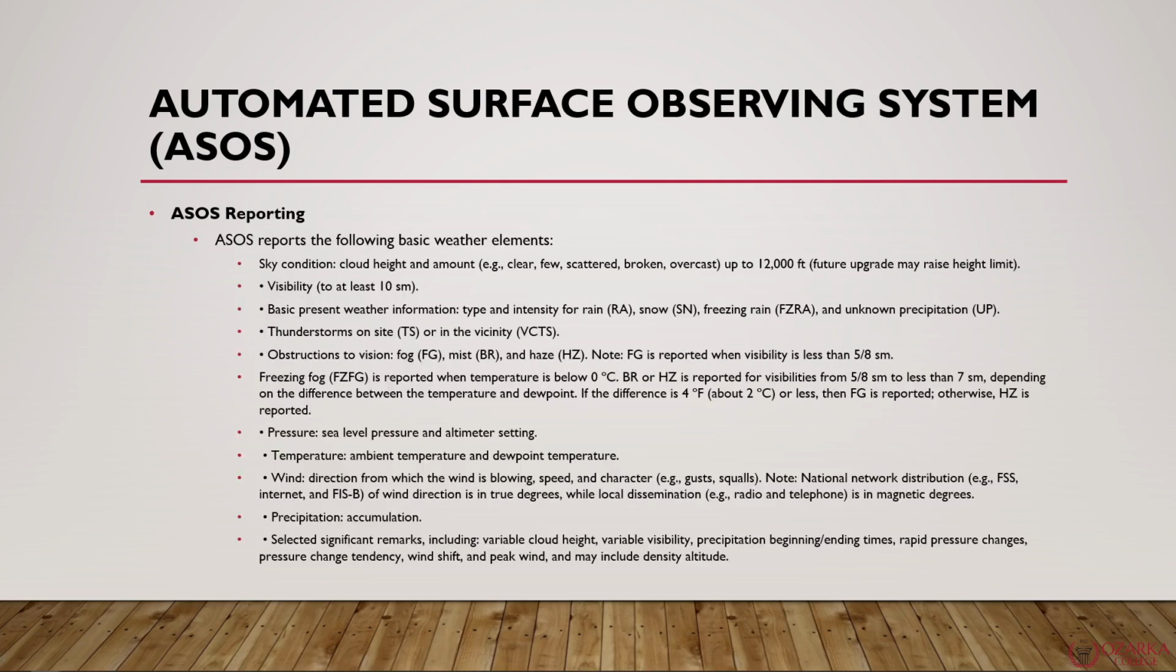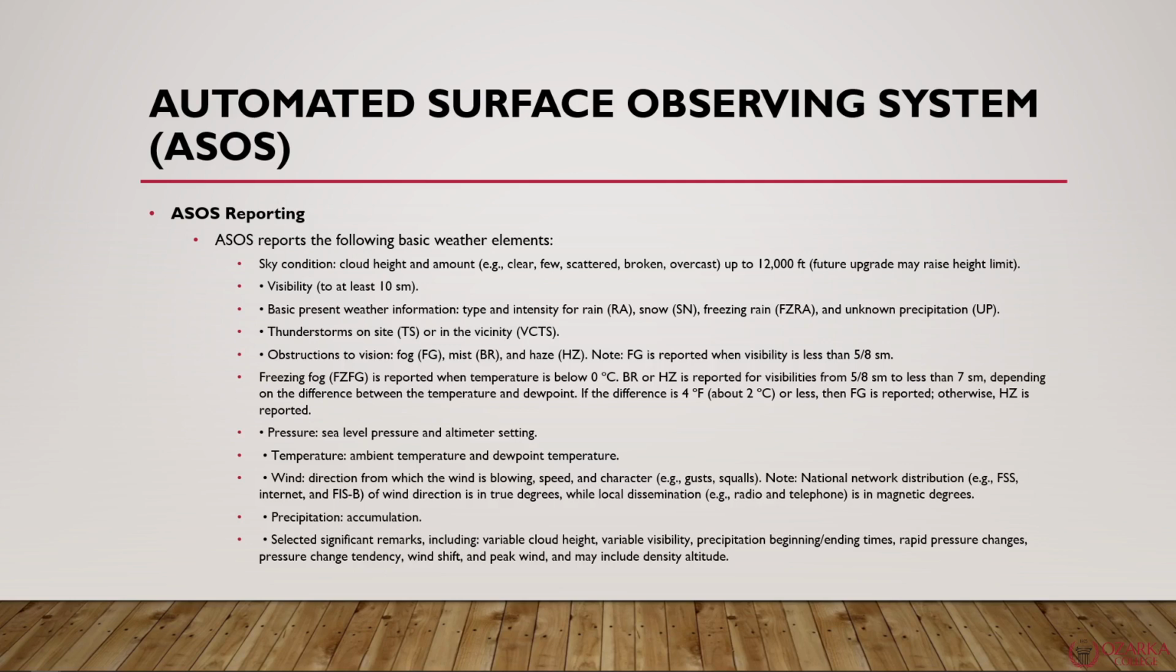So ASOS reporting. ASOS reports the following basic weather elements: sky condition, cloud height, and amount. So you'll see that as clear, few, scattered, broken, overcast, up to 12,000. Future upgrades may raise that height limit. Visibility to at least 10 miles. Basic present weather information, type and intensity for rain, RA, snow, SN, freezing rain, FZRA, or unknown precipitation, UP.